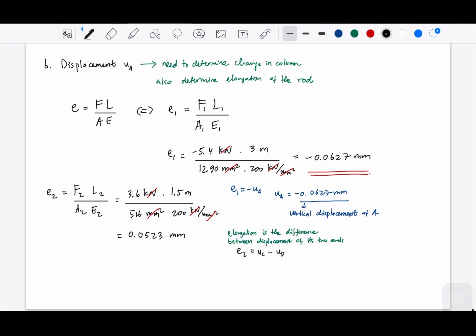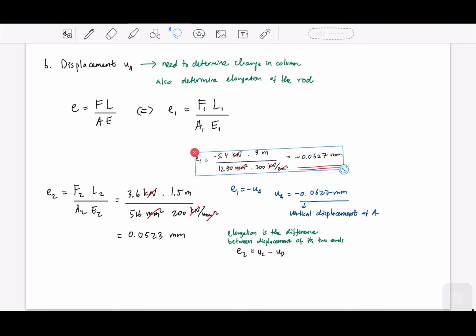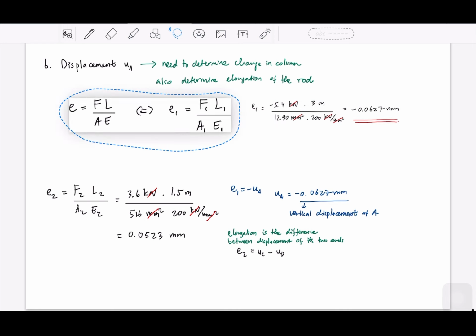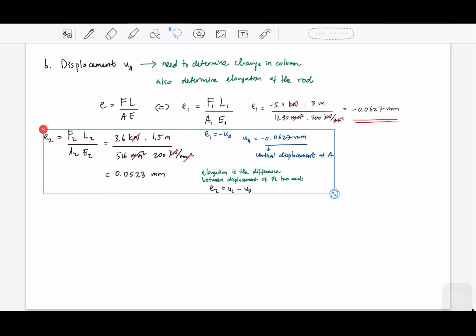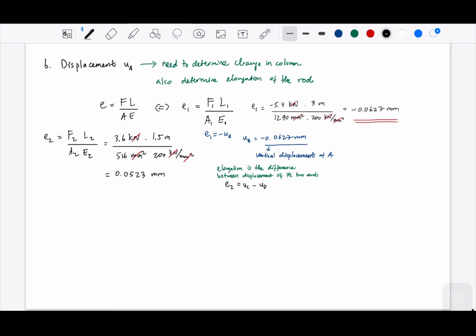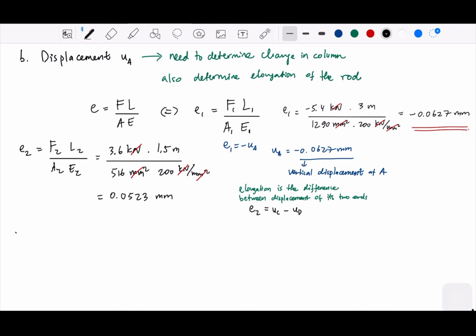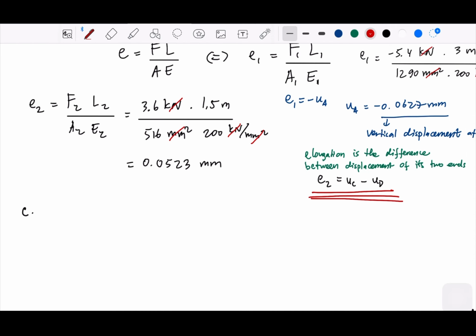And I think I'm writing this taking too much space. So let me write in a more concise and precise way here. This is too big. Let me make it smaller so you can see it more clearly. So this is number B. Number C is determine the displacement UD. Okay. So we now develop this elongation 2, which is UC minus UD. Okay. UC minus UD. Okay, we take a break for what?